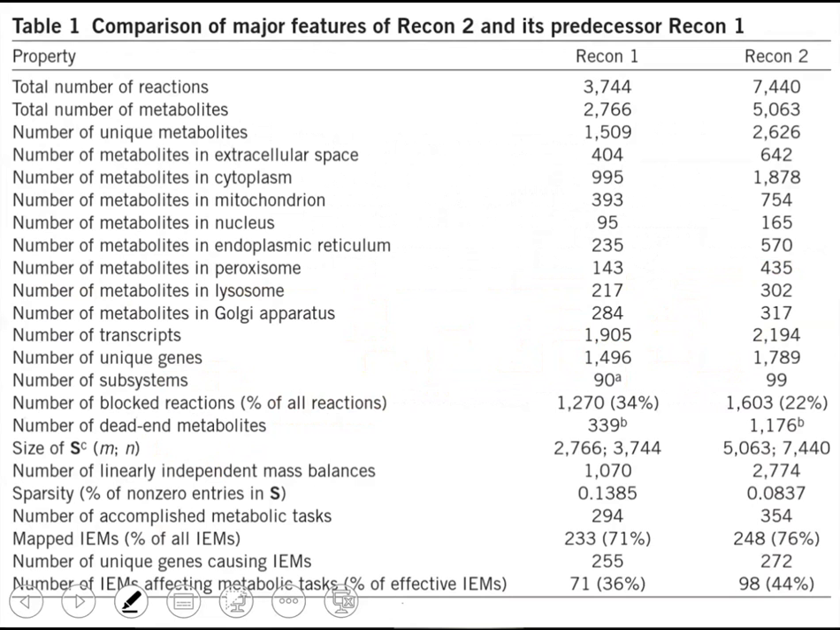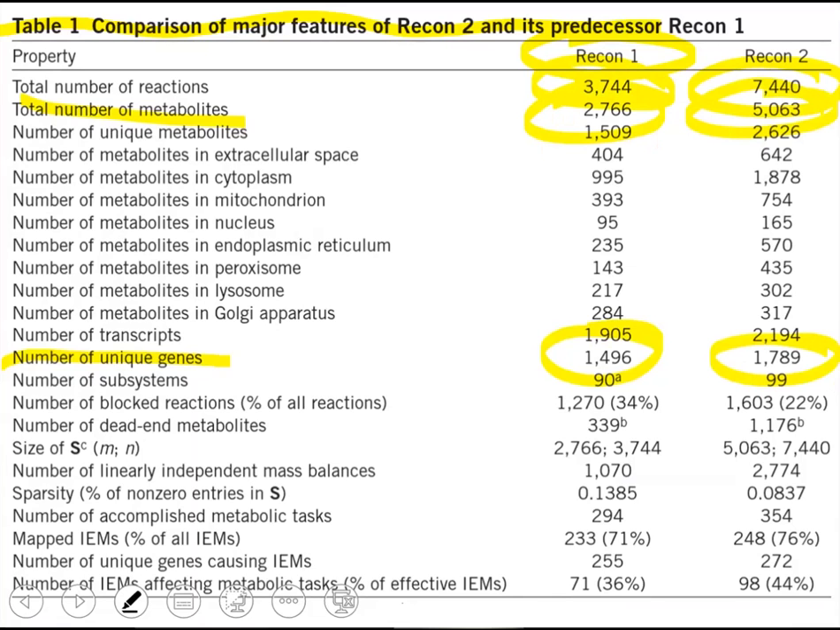And here, a table from that paper that compares Recon 1 and Recon 2. Number of unique genes increased from 1,500 to 1,800. Number of reactions increased from about 4,000 to 7,000. Number of metabolites also increased from about 3,000 to 5,000. You also see the specific number of metabolites in each different compartment, different organelle. They also gave the size of their stoichiometric matrix, their number of linearly independent mass balances, etc.